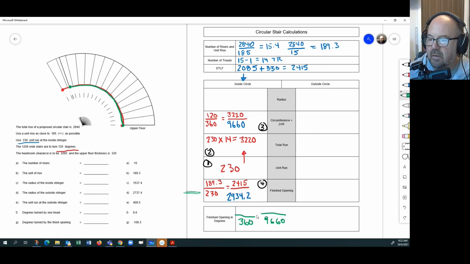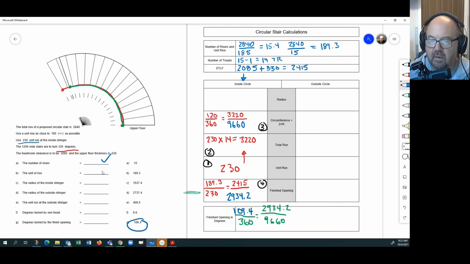Sometimes it's bad using a fat pen. And this is the finished opening, which is going to give us this degree, direct proportion, 2934.2. That's just hanging out in my calculator here, so I'm going to use it. Times 360 divided by 9660. 109.4. It's ever so slightly different than what our sheet says, hey? That's okay. I'm a reasonable person if you are out by 0.1, 0.2 degrees. That is totally fine by me.